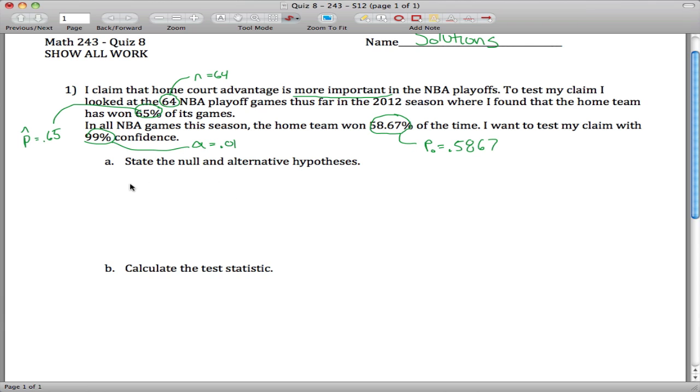Okay, first state the null and alternative hypothesis. The null hypothesis, H naught, and our alternative hypothesis, H1. Alternative hypothesis is the claim. I claim that home court advantage is more important in the NBA playoffs. In other words, I think p is greater than the population parameter of 0.5867. The null hypothesis is that p is equal to 0.5867. Because we have greater than here, we have a one-tailed test, specifically a right-tailed test.